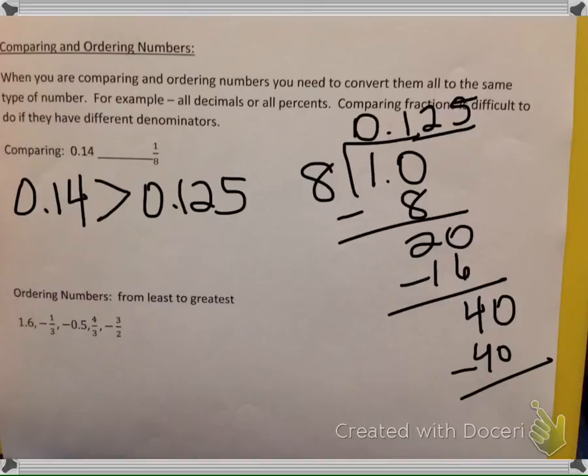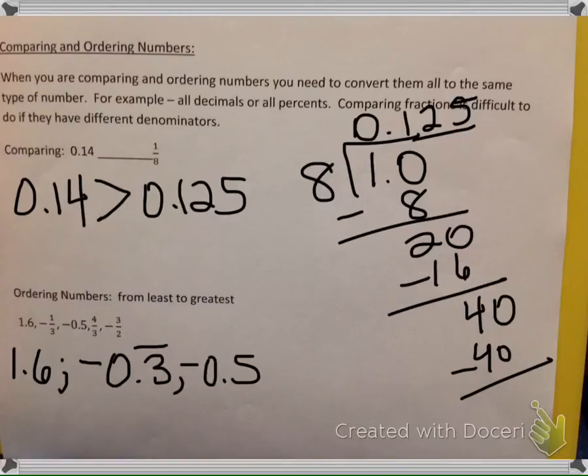Okay, on the next one, these are pretty easy fractions to change to decimals. You have 1.6, and I would change them all into decimals first. 1/3, I told you, or it's a negative 1/3. You should know that one off the top of your head. That would be a negative 0.3 repeating. Negative 0.5. Okay, 4/3 is really 1 and 1/3, so that would be 1.3 repeating. And negative 3/2 would be negative 1 and 1/2, so negative 1.5.